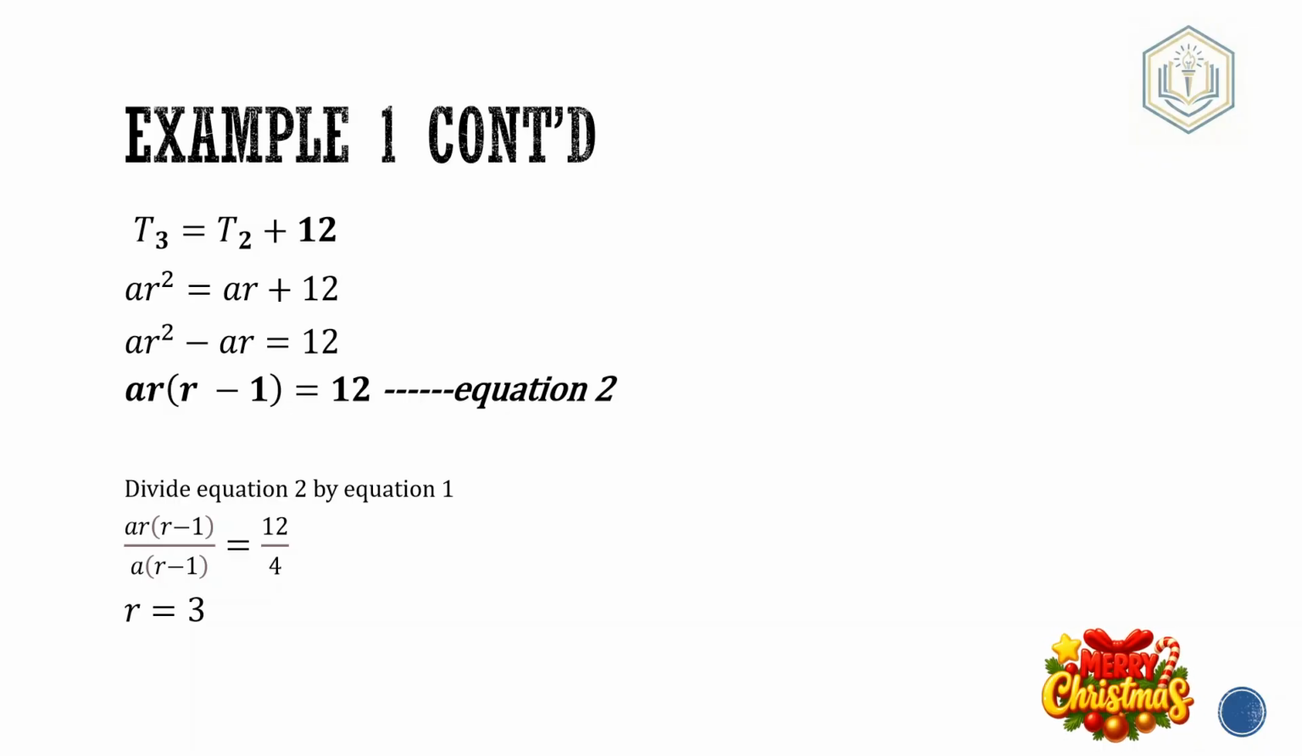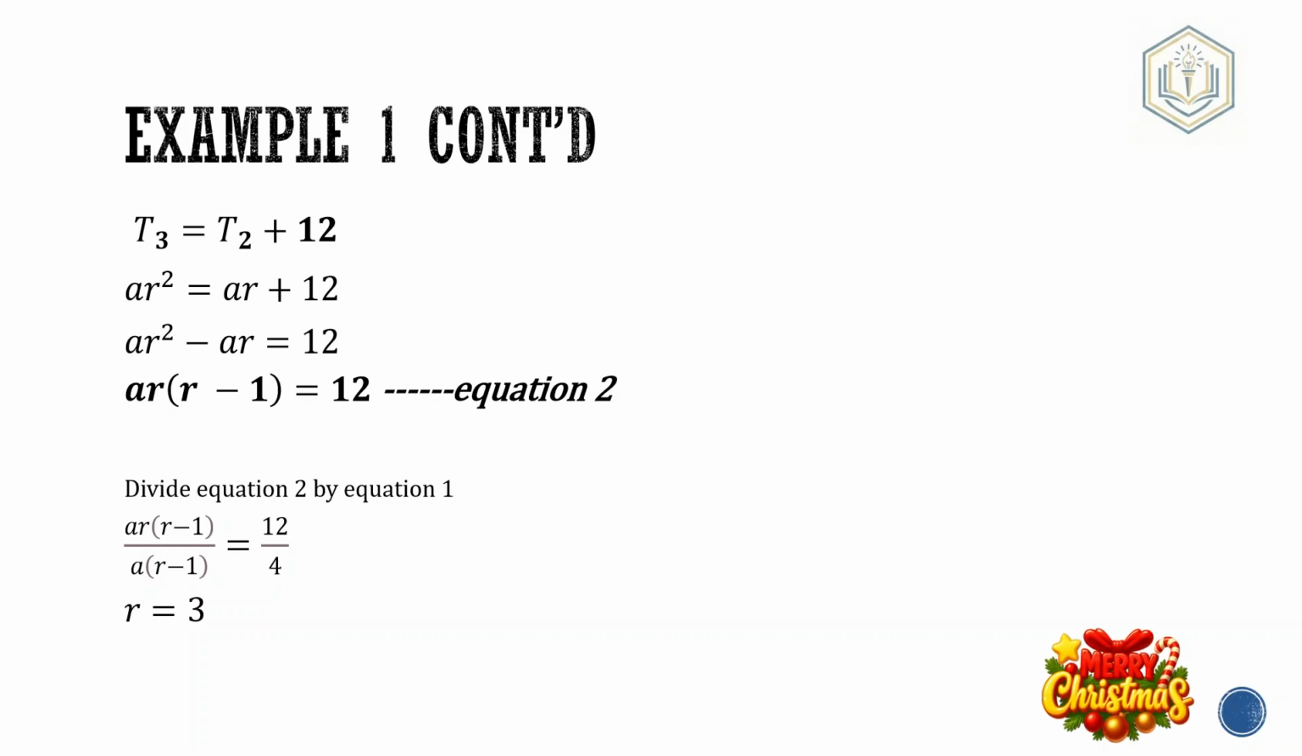So you move the ar out, open a bracket, what you will have remaining will be r minus 1. You close bracket and that will be equal to 12. And like I told you before, once you have two unknowns and an equation, you really can't move. So what you will do, you call it what? Equation 2. Divide equation 2 by equation 1.